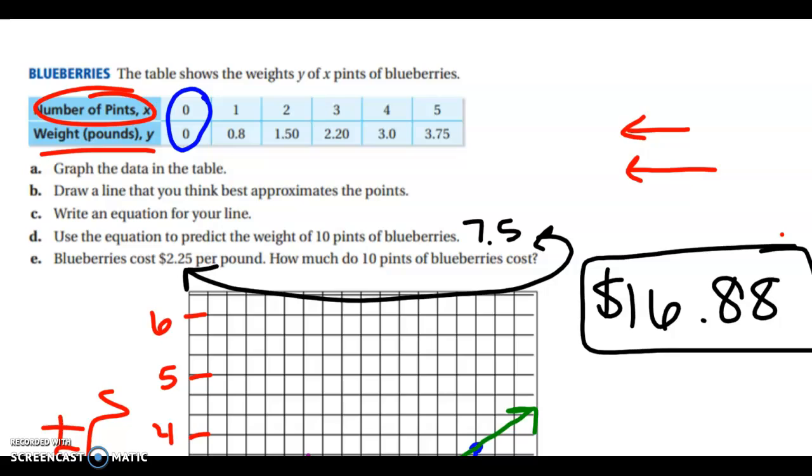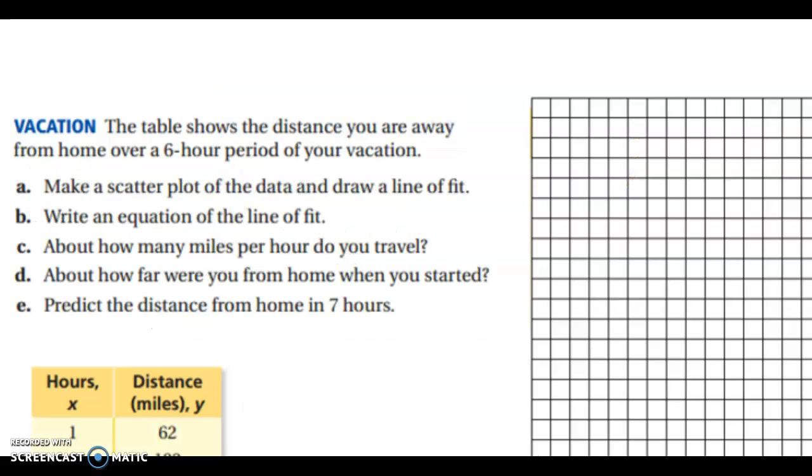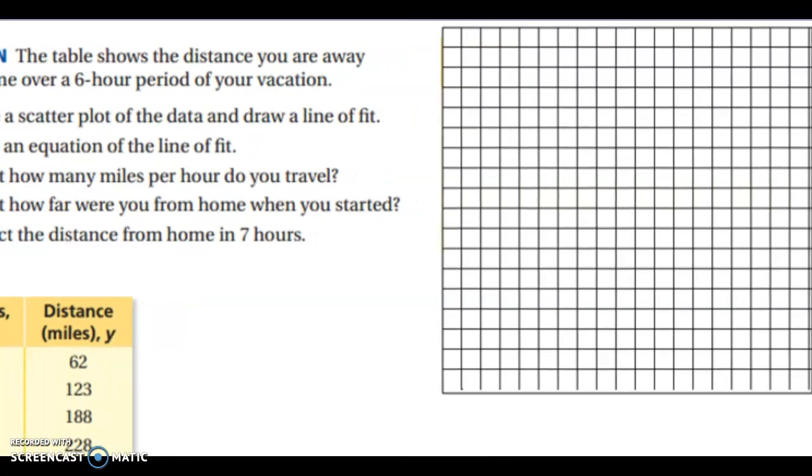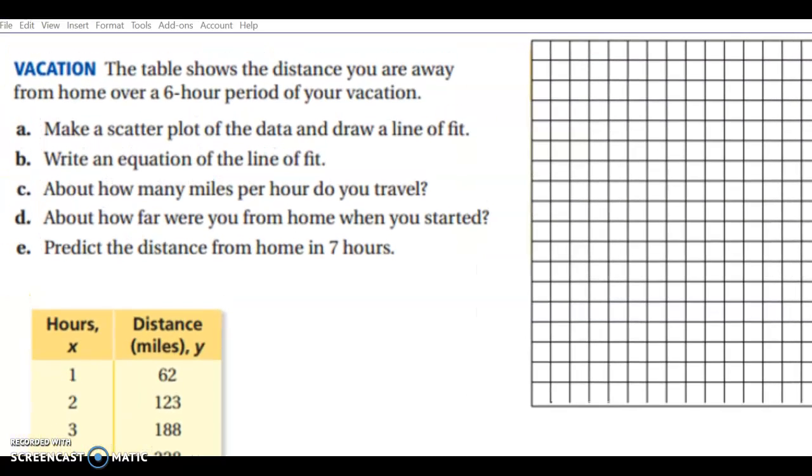Okay, moving on, we're talking about vacation. And so it says the table shows the distance you are away from home over a 6-hour period on your vacation. Make a scatter plot, draw a line of best fit, write the equation. How many miles do we travel? Oh, this one I need to make a little further. Hold on here. Let's see if I can adjust this. Yeah. Oh, is it going to let me?